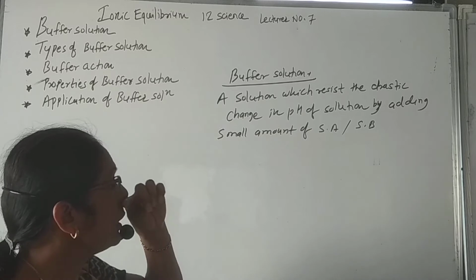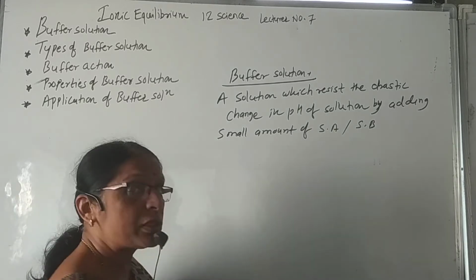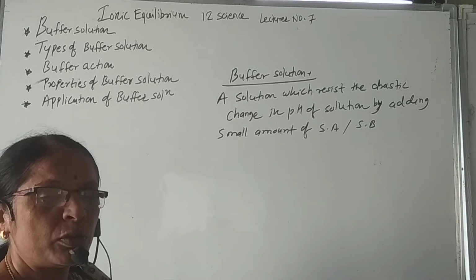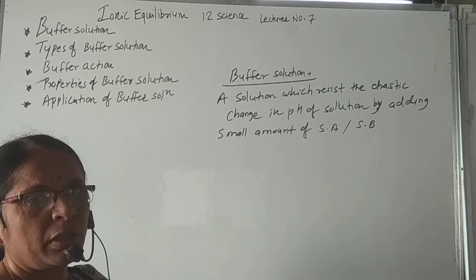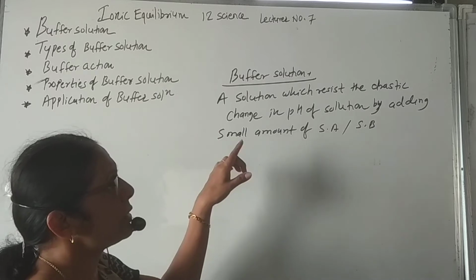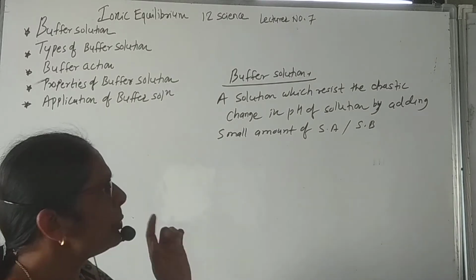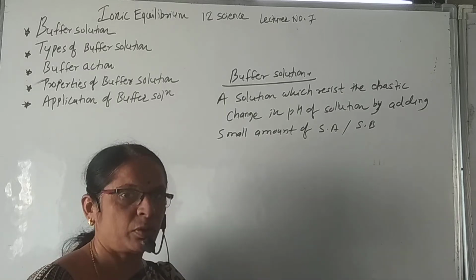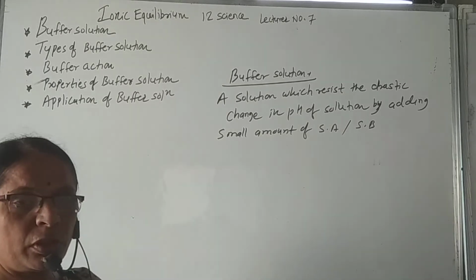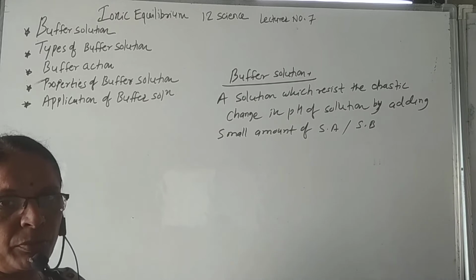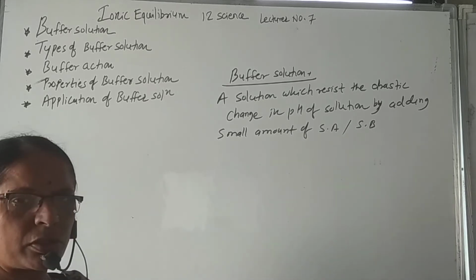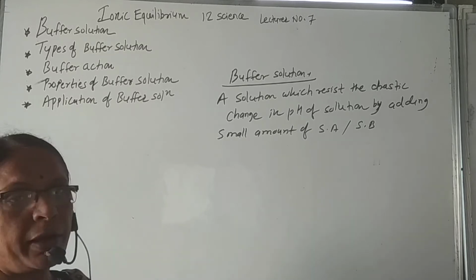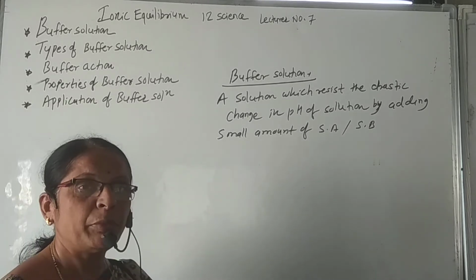So what is a buffer solution? A solution whose pH remains constant. A buffer solution is a solution whose pH always remains constant, and which resists a drastic change in the pH of the solution by adding a small amount of strong acid or strong base. It means a solution having a constant pH, and this pH remains constant whatever the quantity of strong acid or strong base we add. Then that solution is called a buffer solution.